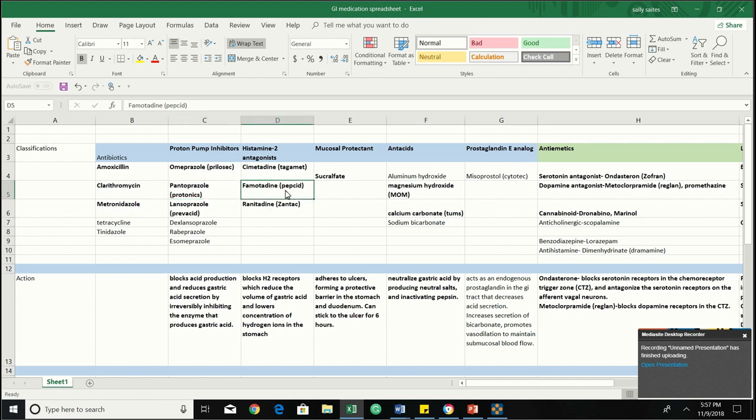H2 antagonists are the milder form of the proton pump inhibitors. They're different. They have a different action, but they do reduce the gastric acid in your stomach. Some of these are cimetidine, famotidine, and ranitidine. Very, very common, again, over the counter.